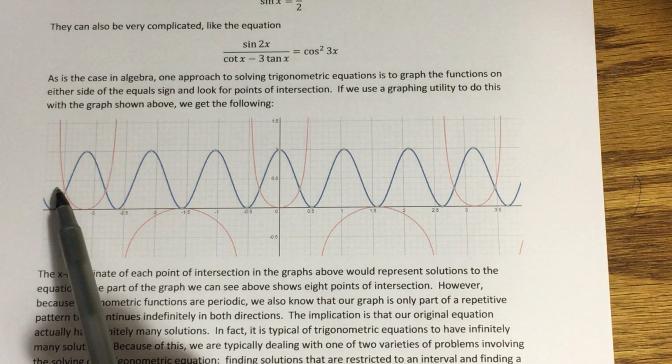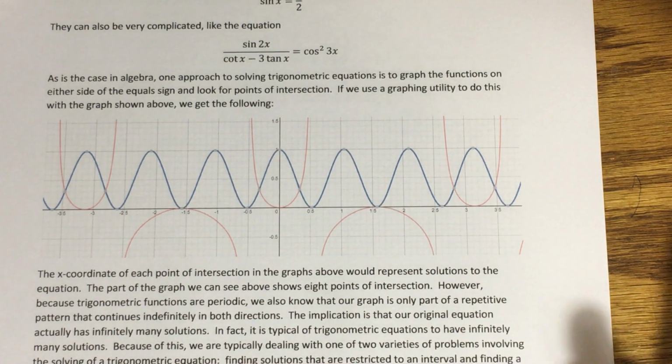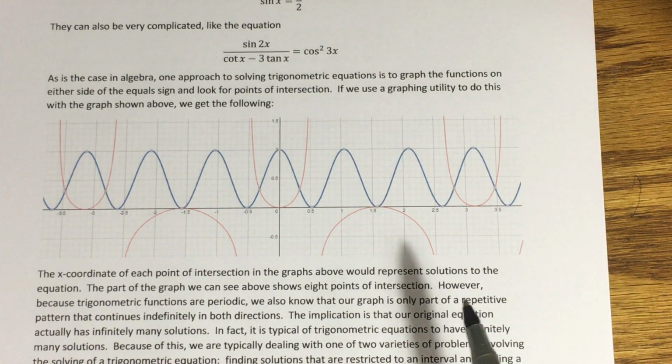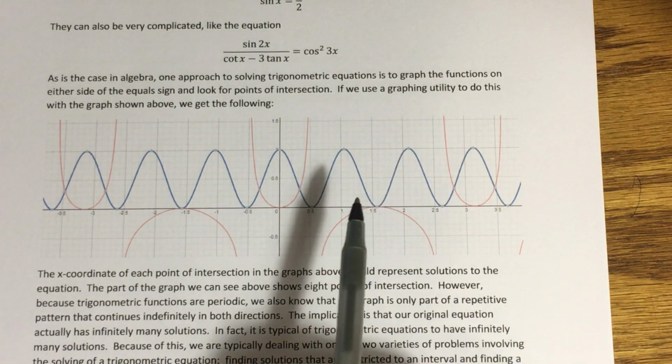Now, if you go through and count them, 1, 2, 3, 4, 5, 6, 7, 8. I see 8 solutions in this graph right here. But this would definitely have more than 8 solutions because I'm only looking at part of the graph.